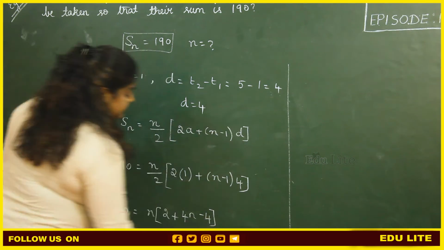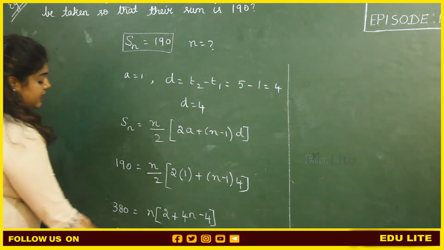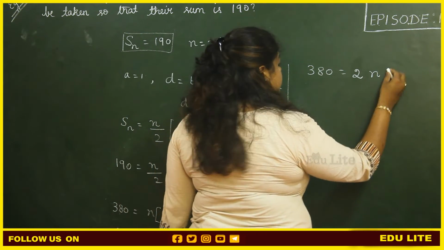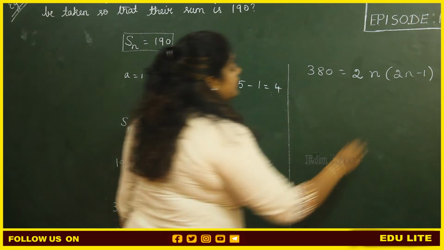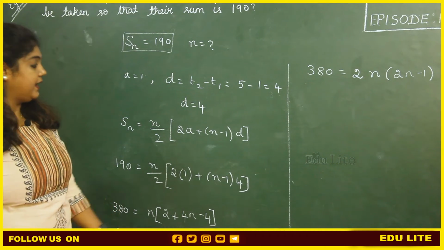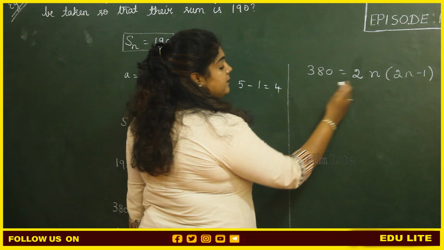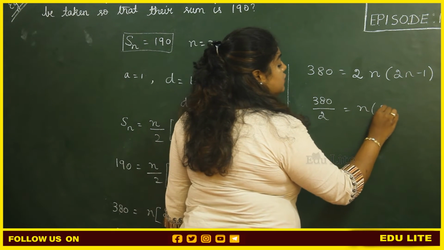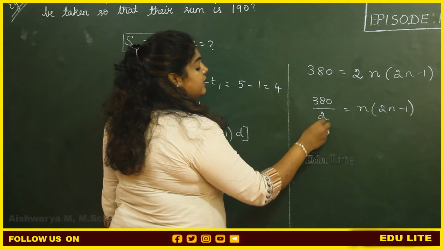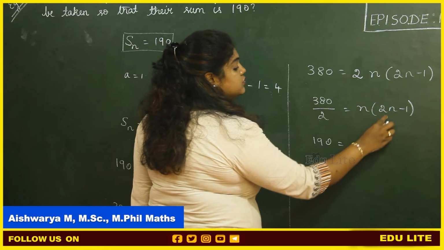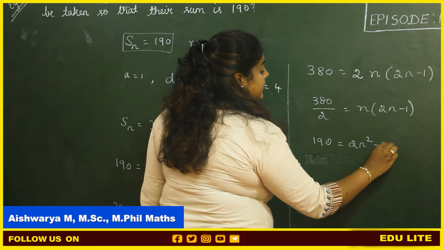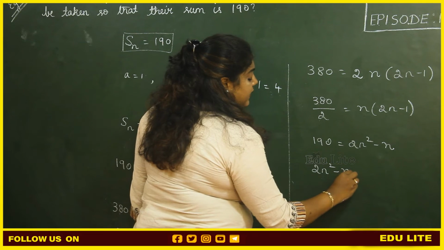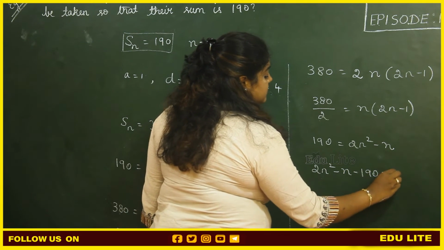What we are going to do in the next step is, we will take 2 in common within the brackets. Therefore, 380 equals n into 2 (2n minus 1). We have taken 2 common within the brackets. Therefore, it has become as such. We will bring the 2 to the other side. It will become 380 divided by 2, which equals n into (2n minus 1). 380 by 2, again it is 190, which equals 2n squared minus n. We will take 190 to the other side. Therefore, it will become 2n squared minus n minus 190, which equals 0.